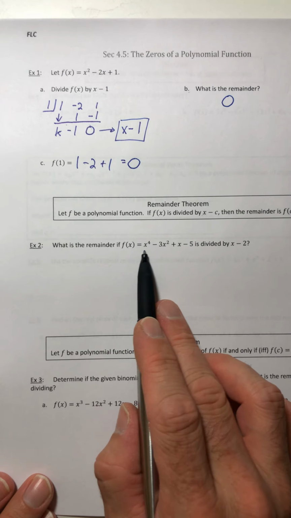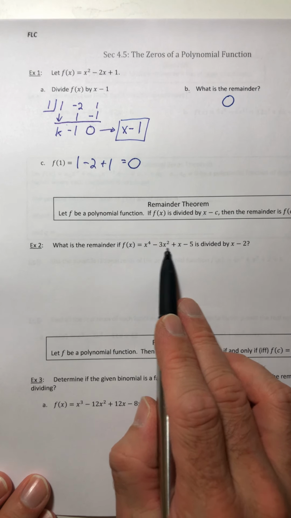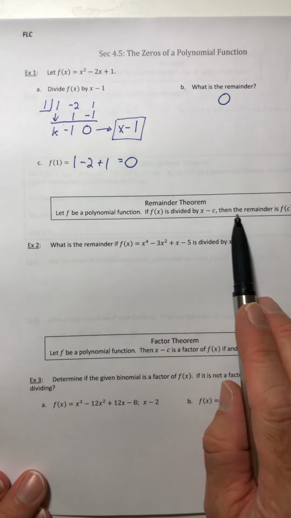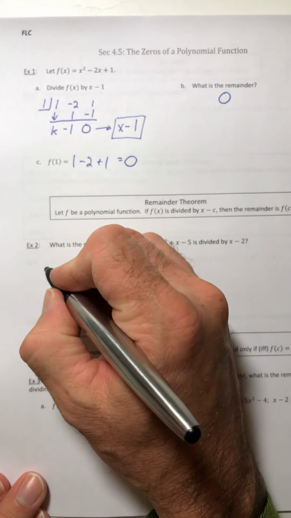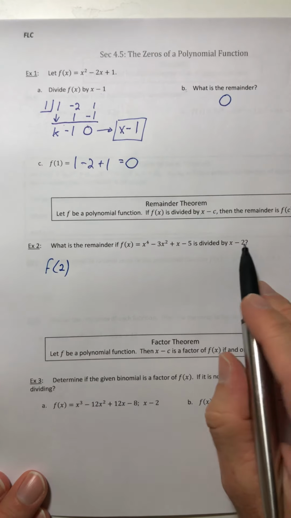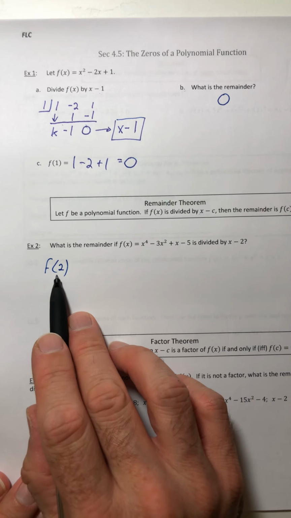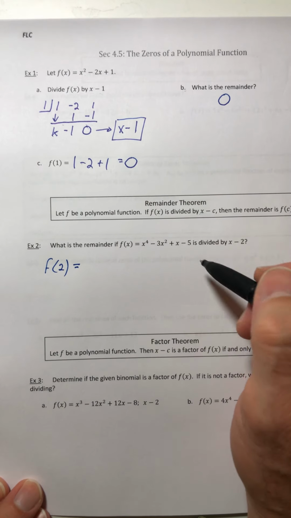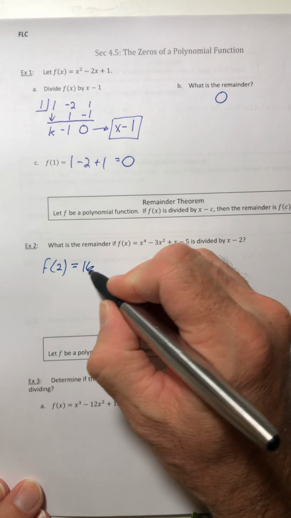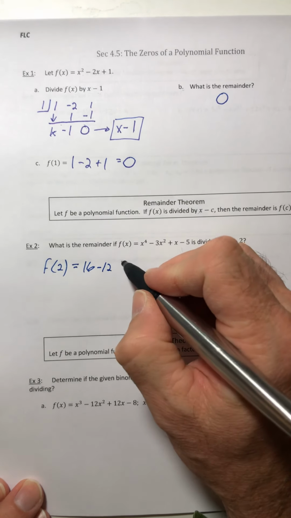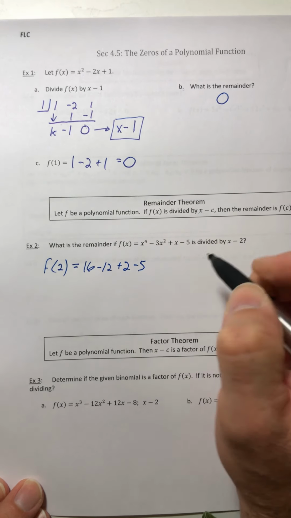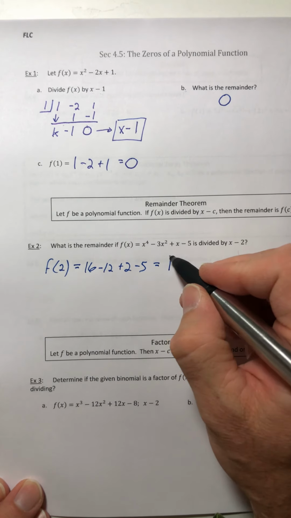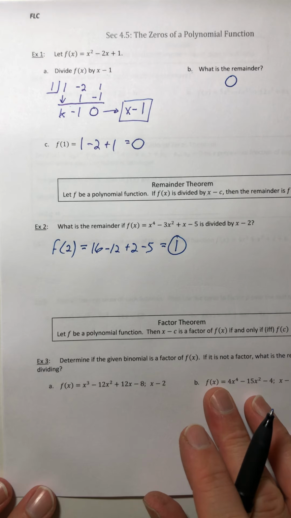So example 2, what is the remainder if this polynomial is divided by x minus 2? So yeah, you could run through synthetic division or just use that. So x minus 2, what makes that 0? 2. So plug 2 into your polynomial, and we get 16 minus 12 plus 2 minus 5. And if you total that up, you get a 1. So that is your remainder.